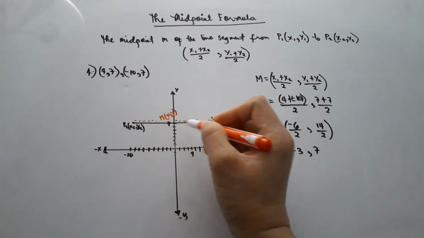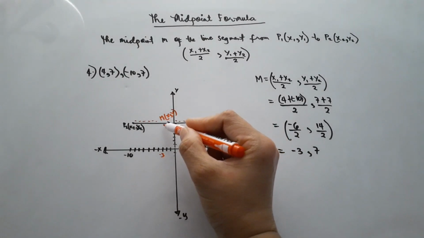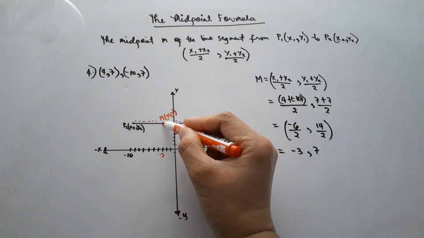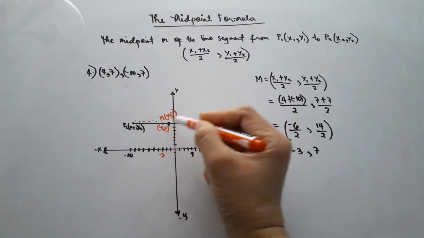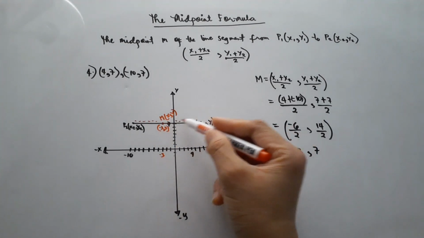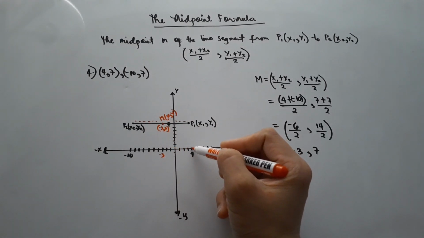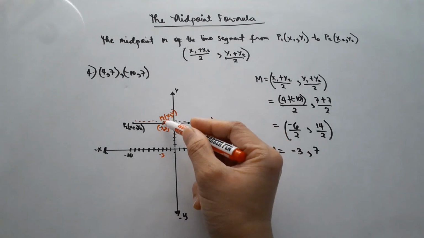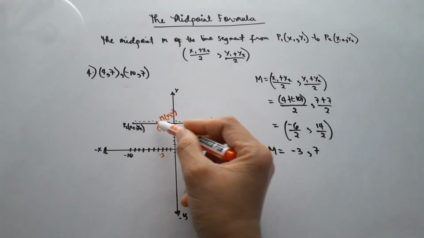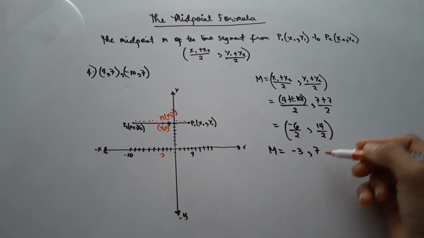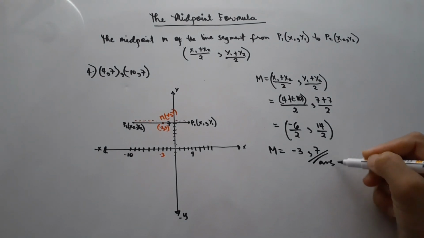Remember that in the graph we have to look here. So the midpoint is negative 3 and 7. This is our midpoint. It is equidistant to each endpoint. If we count here 1, 2, 3, 4, 5, 6, 7, and here we have 1, 2, 3, 4, 5, 6, 7. So 7 measures to each endpoint from the midpoint. So this is our answer.